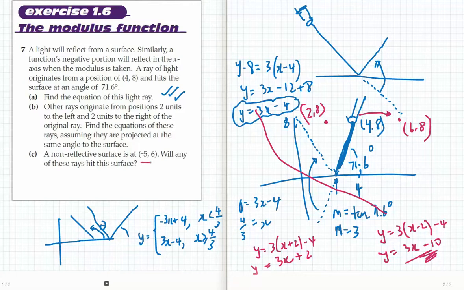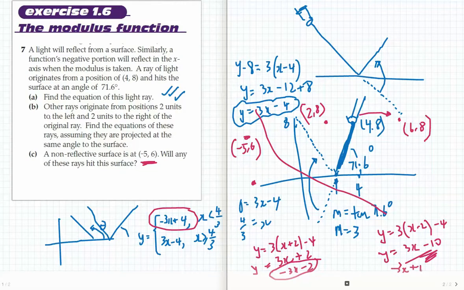And part C, the point (-5, 6) is over here. So I need to sub it into this to see whether it appears on that line. Sub it into minus 3x minus 2 to see whether it appears on this line. Or sub it into minus 3x plus 10 to see whether it fits on that line to be able to answer that question.